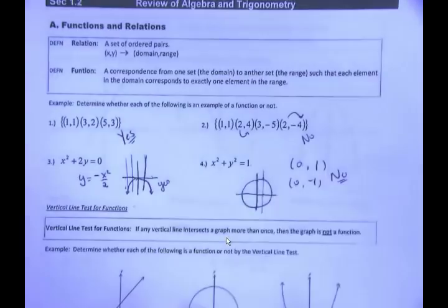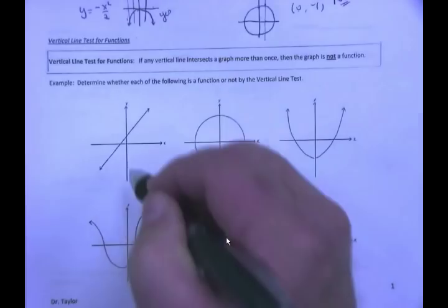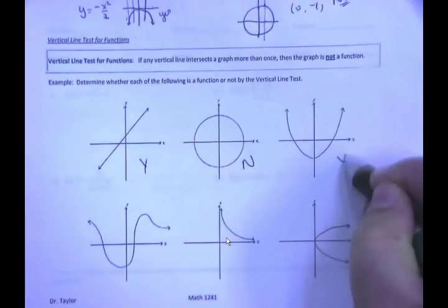But really what I'm doing is something you no doubt have done in many, many classes before, which is the famous vertical line test. So you have exactly 6 seconds to do the next 6 problems. That means, mathematically, that's 1 second per problem. The question is, are these functions? The answer is either yes or no, y or n. Is this one a function? Yes. This one? No. This one? Yes.